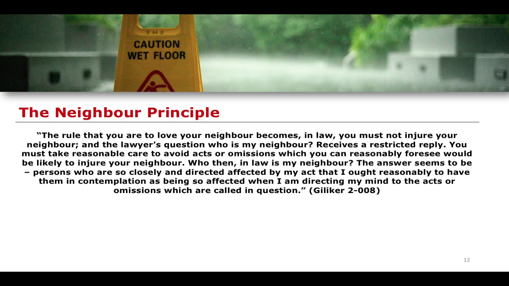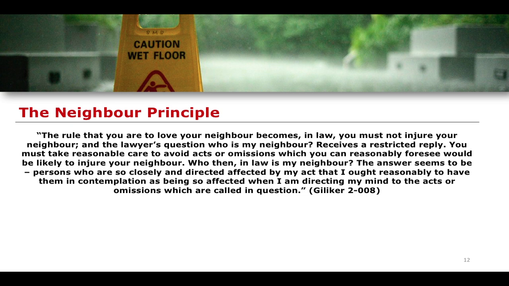They say here that the rule that you are to love your neighbour becomes in law that you must not injure your neighbour. And the lawyer's question, who is my neighbor, receives a restricted reply. You must take reasonable care to avoid acts or omissions which you could reasonably foresee would be likely to injure your neighbor. Then who in law is my neighbor? The answer seems to be persons who are so closely and directly affected by my acts that I ought reasonably to have them in contemplation as being so affected when I am directing my mind to the acts or omissions which are called into question.